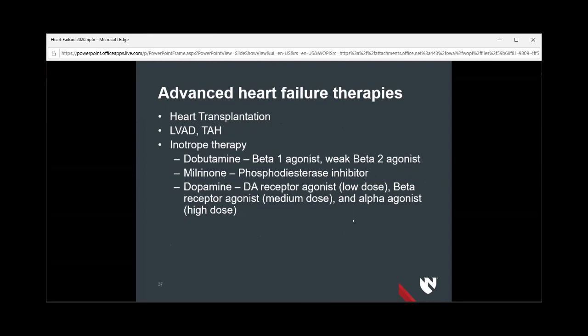Advanced heart failure therapies that are offered here: heart transplantation, LVAD, total artificial heart. We have not done a total artificial heart in quite a while, and I'm personally okay with that. And then we have inotropic therapy. The inotropes we currently use are dobutamine, milrinone, and we'll use dopamine inpatient. We've only sent one patient home that I can remember on dopamine. But for the most part, we can send people home on dobutamine and milrinone, either as palliative therapy, or as a bridge to transplant.